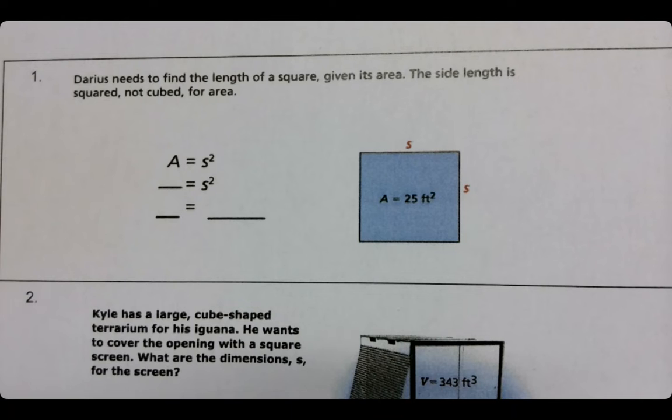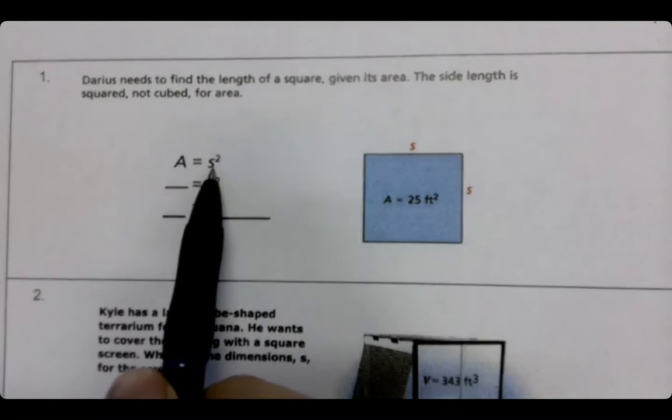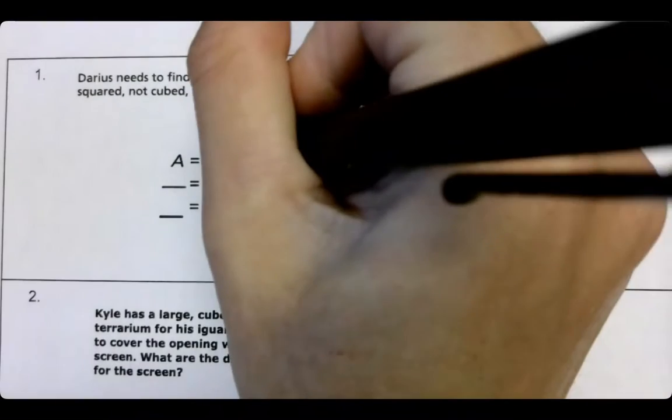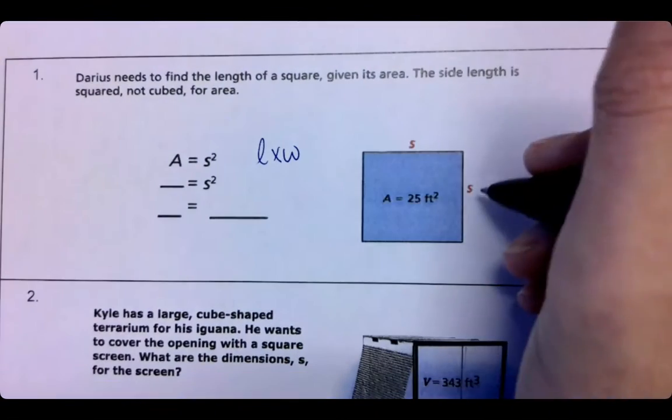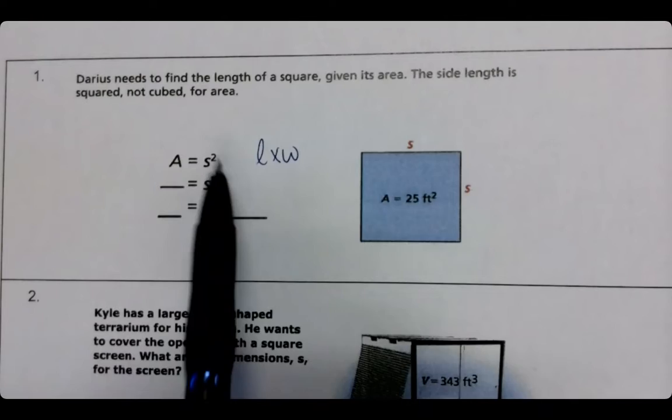Darius needs to find the length of a square given its area. The side length is squared, not cubed, for area. Keep that in mind. So, they set up area is s squared, right? Because area is length times width, and both of those are s. So, that gives us s squared.